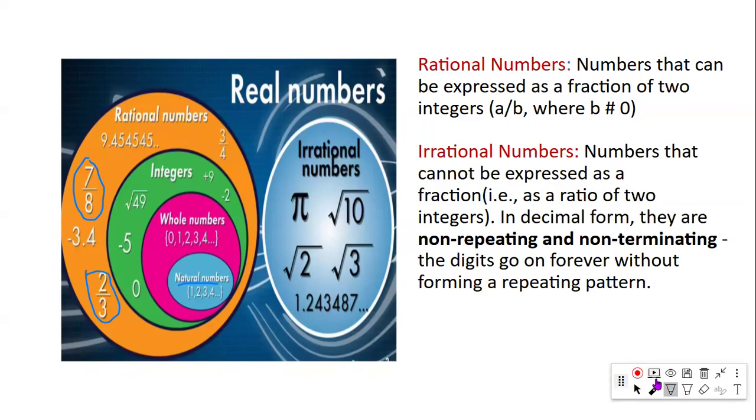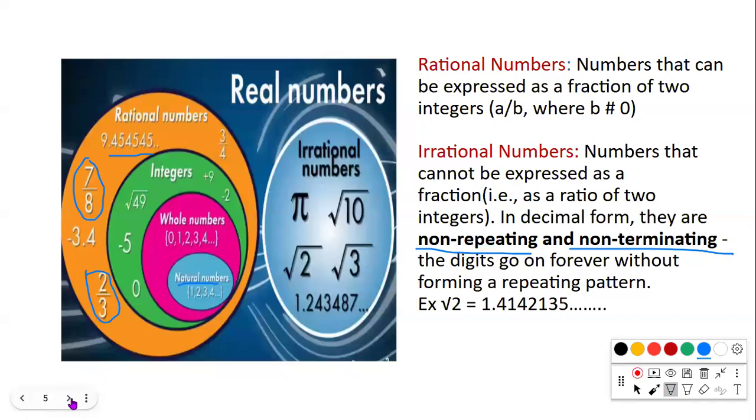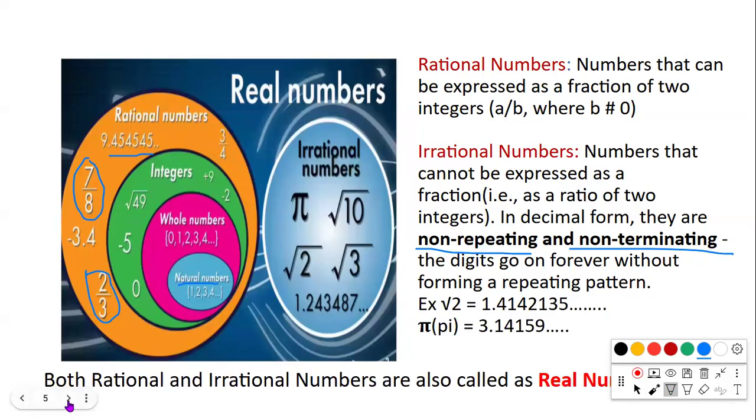So if you look at irrational numbers, they are numbers that cannot be expressed as a fraction or as a ratio of two integers. In decimal form, they are non-repeating and non-terminating. Non-repeating, they don't repeat. Say for example, here a rational number is repeating, 0.45454545 is a repetition. Non-terminating, they don't end also. Those are irrational numbers. So example, root 2, 1.41421, okay, it goes on and on. Similarly, pi also goes on and on.